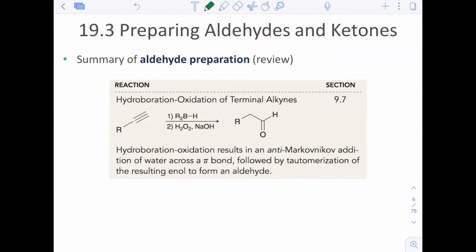Hydroboration oxidation of terminal alkynes. Remember, in hydroboration oxidation, we have a concerted reaction, and so the boron gets inserted at the least sterically hindered carbon. And so for a terminal alkyne, the end position, or what I've highlighted there as carbon number 2, is going to be the least sterically hindered position, and so that is the one that gets the oxygen, and then the oxidation converts an enol to an aldehyde.